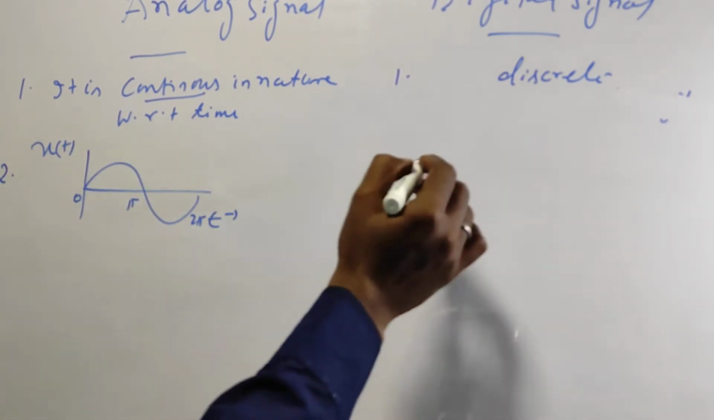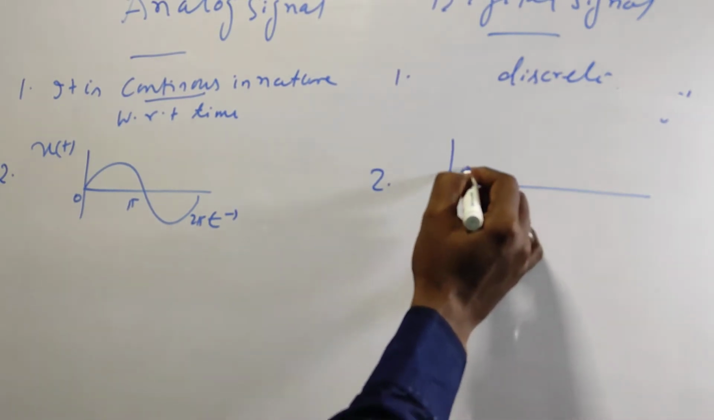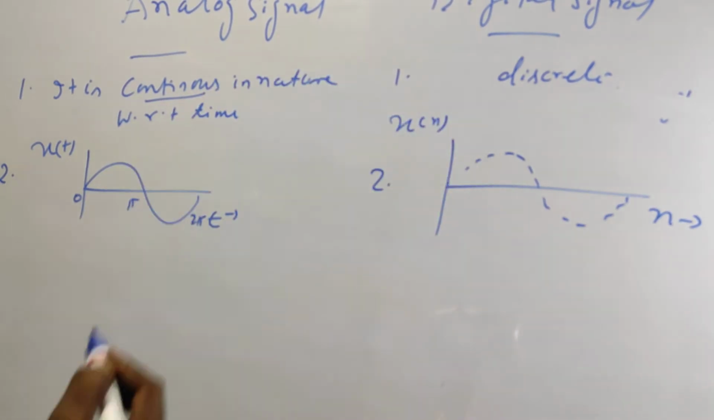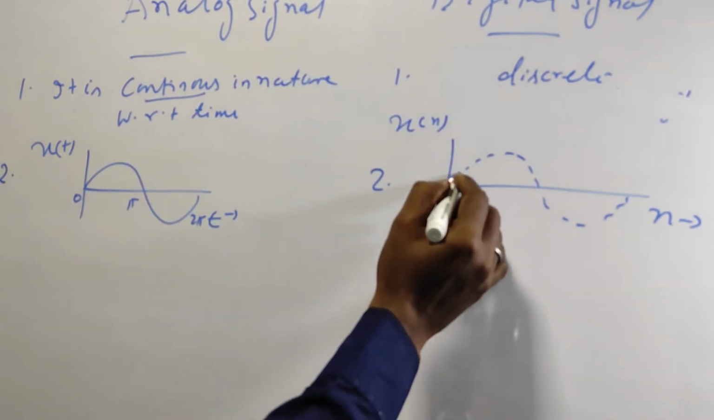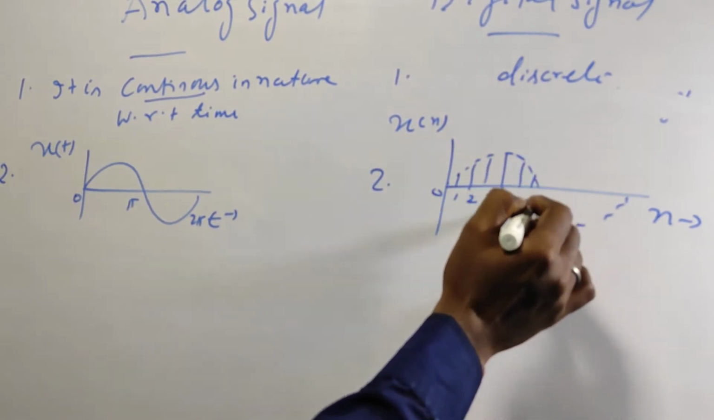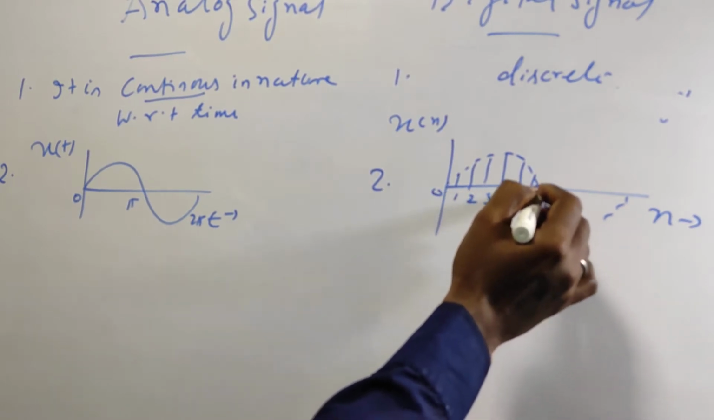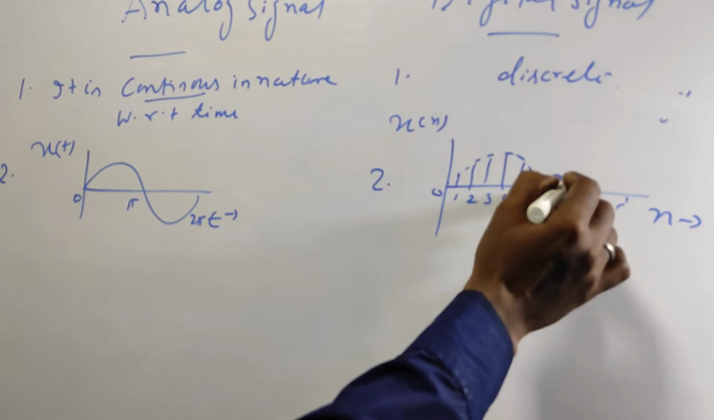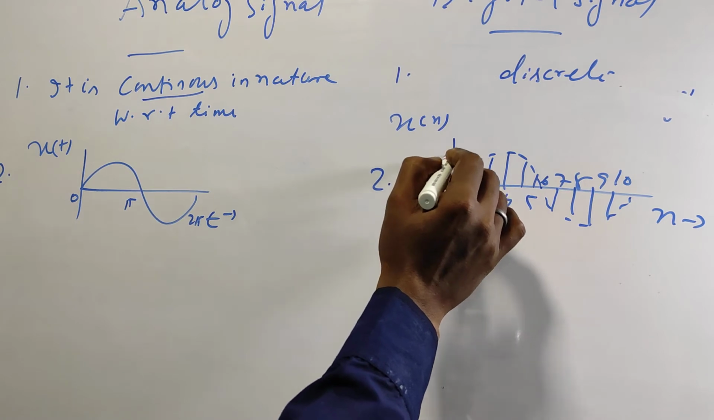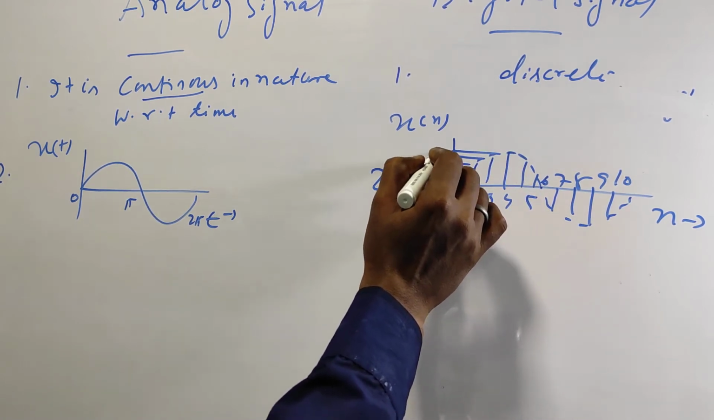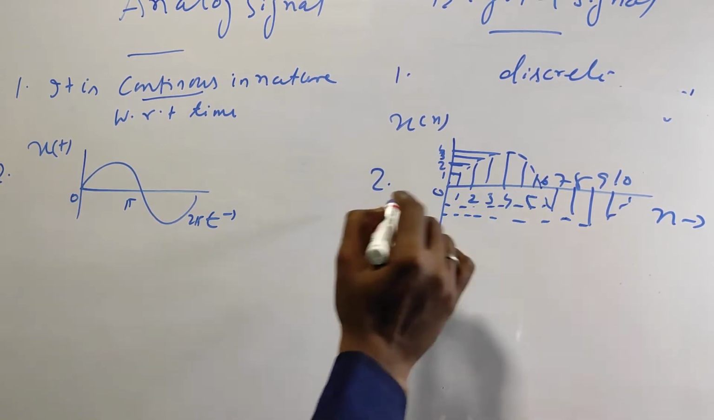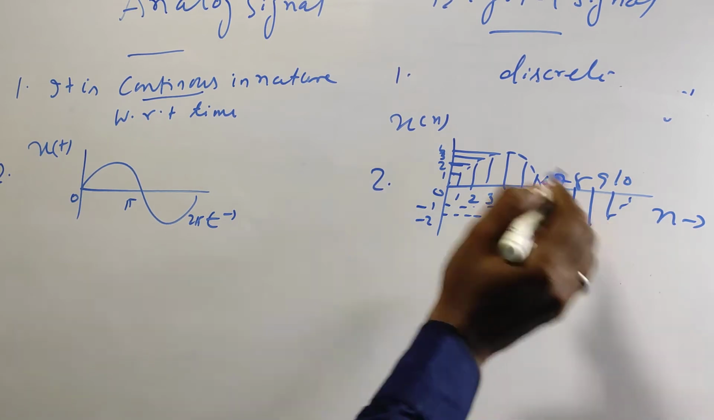Number two, to draw the digital signal, this is n, this is x of n. Time instants 0, 1, 2, 3, 4, 5, 6, 7, 8, 9, 10. Different time sequences are getting different amplitudes: 1, 2, 3, 4, and negative values -1, -2, in this manner.